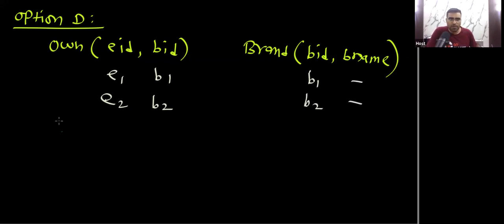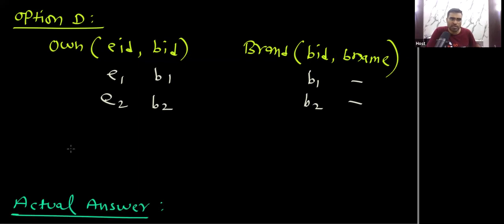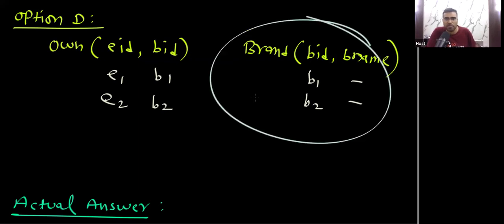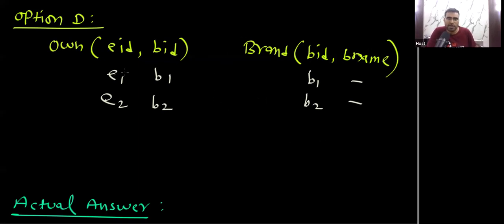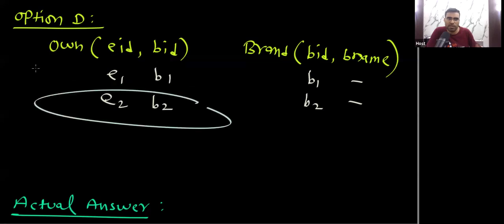Now you tell me, what should the actual answer be? These are all the brands, B1, B2. And you can see E1 owns B1, E2 owns B2.